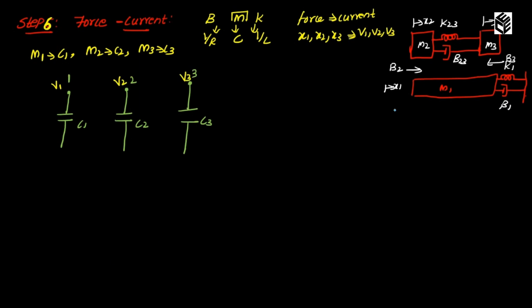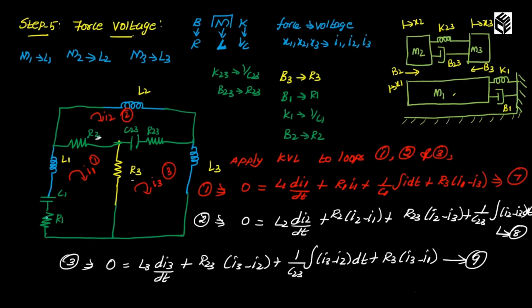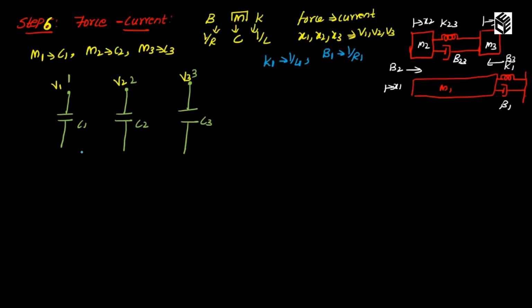Now I need to check whether there is any element connected to M1 alone. So I have 2 elements K1 and B1. K1 is replaced as 1 by L1 and B1 is replaced as 1 by R1. Since they are connected in series in the previous diagram, I am going to connect them as parallel. So to the node 1, I have 2 elements connected, 1 by L1 and 1 by R1.